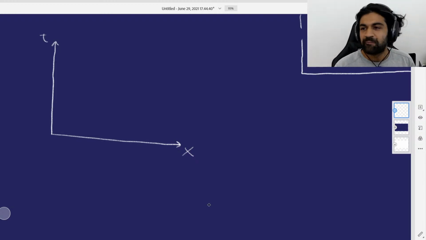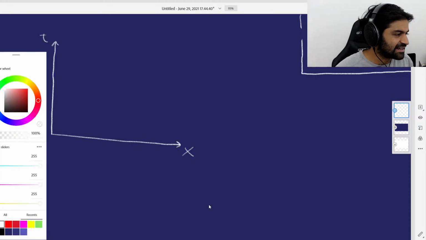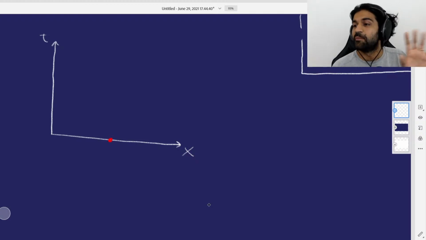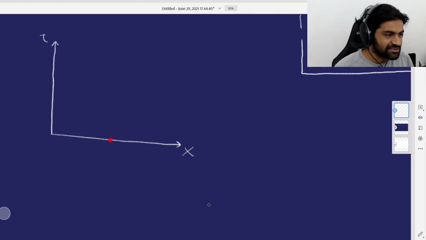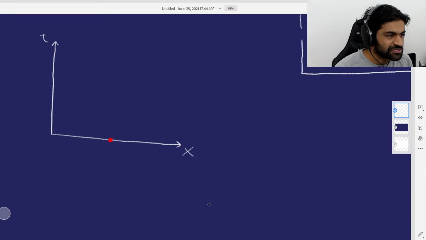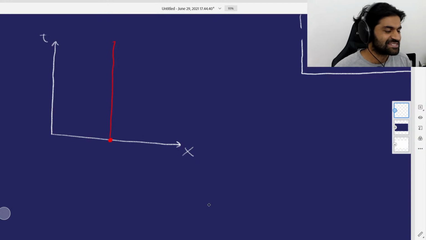So for example, the world line of an object that stays perfectly still. If you stay perfectly still, let's say you start at this position, and you do not move ever as time changes, then your world line, or the line that describes your position as time changes, would just be a straight vertical line. Hopefully that seems perfectly reasonable.